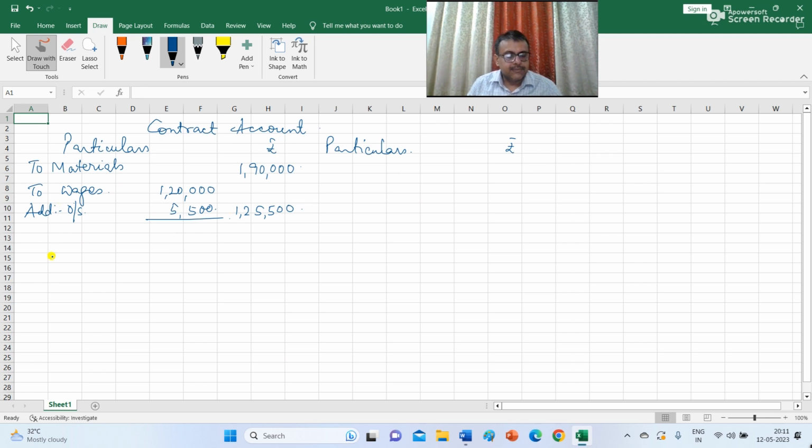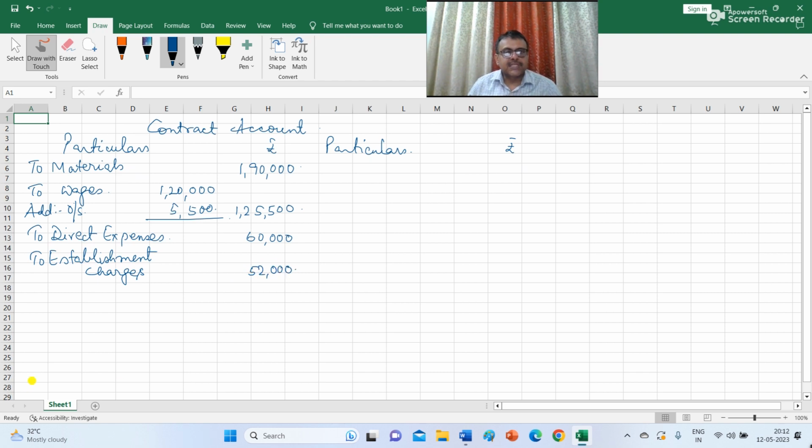Now the next item is direct expenses. So I have to write it here on the debit side as direct expenses 60,000. Next is establishment charges. So I have to record it here, establishment charges, and the amount is 52,000.